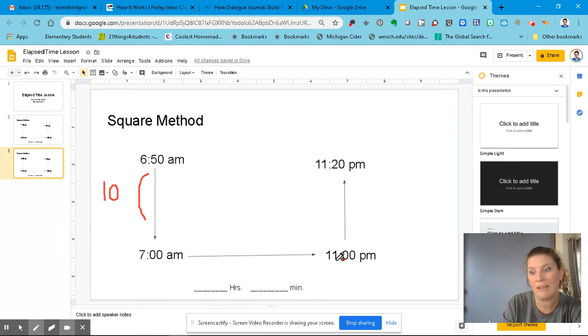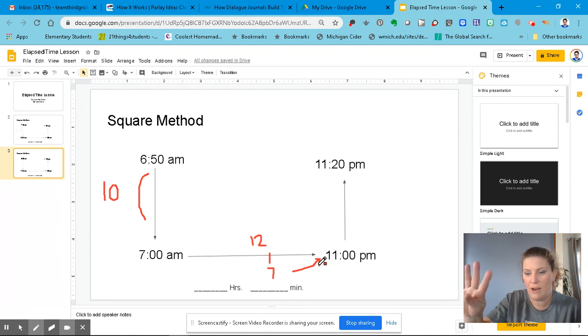Now here's where you can work smarter, not harder. You can go, well, I know 7 a.m. to 7 p.m. is 12 hours. Anytime you have 5 o'clock a.m. to 5 o'clock p.m., that's 12 hours. So I could think about 7 to 7 as the 12 hours. And then 7 o'clock to 11 o'clock, that's 7 to 8 to 9 to 10 to 11, 4 hours. So in total, there's going to be 16 hours because 12 plus 4 is 16.